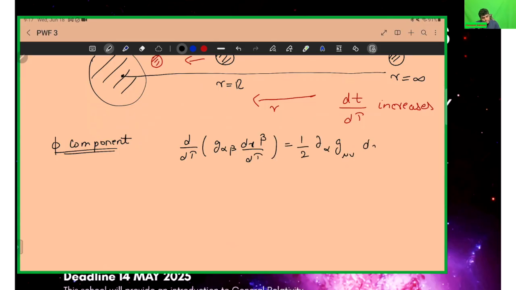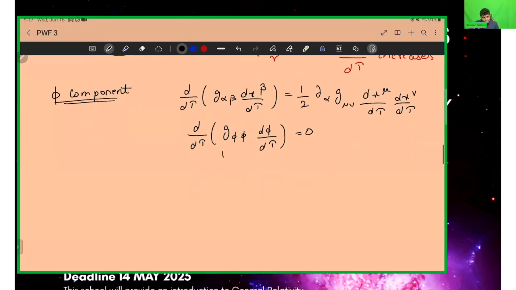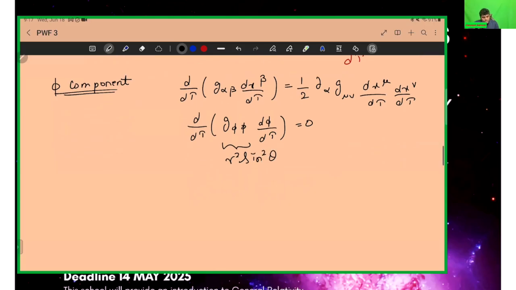If you put alpha equal to phi, you can again see that this derivative is just zero because there is no component of the metric tensor in the Schwarzschild geometry that depends on phi, right? But the left-hand side will not be zero, of course. It will be something like this. And we do know that the phi component of the Schwarzschild metric is just the usual r squared times sine squared theta. Now, this again means, okay, let me write the equation first.